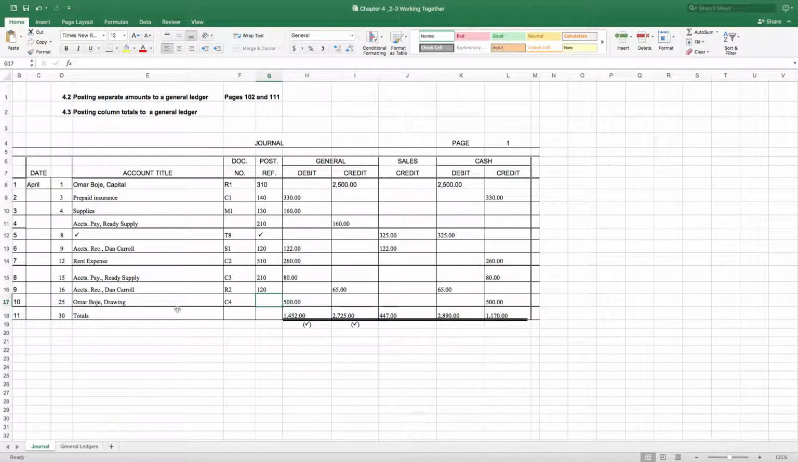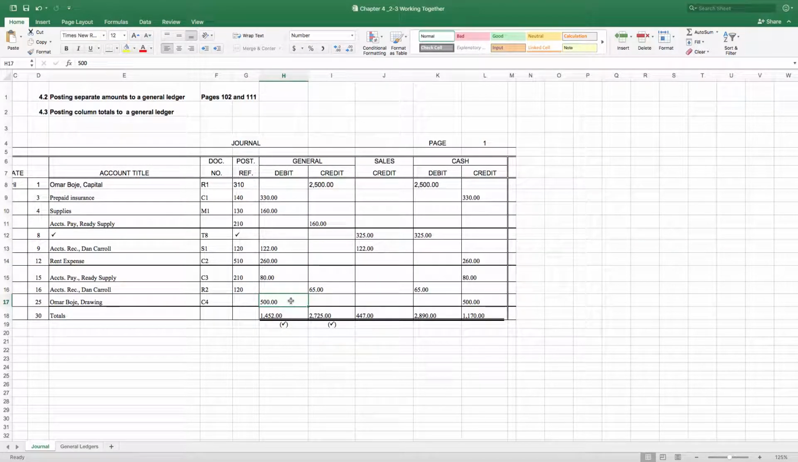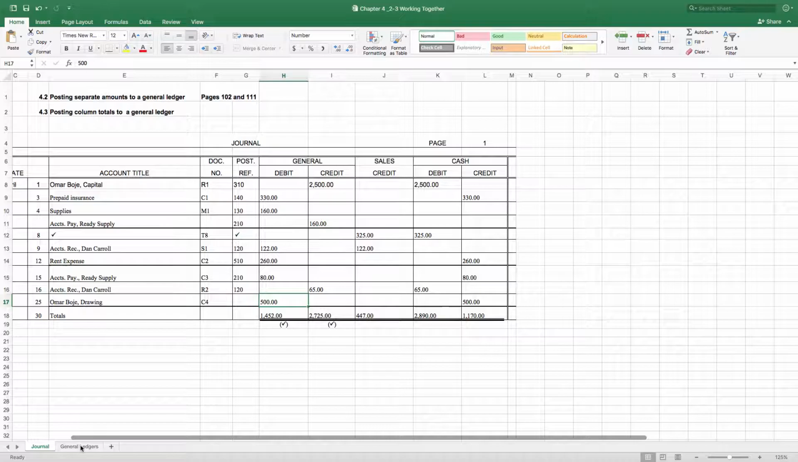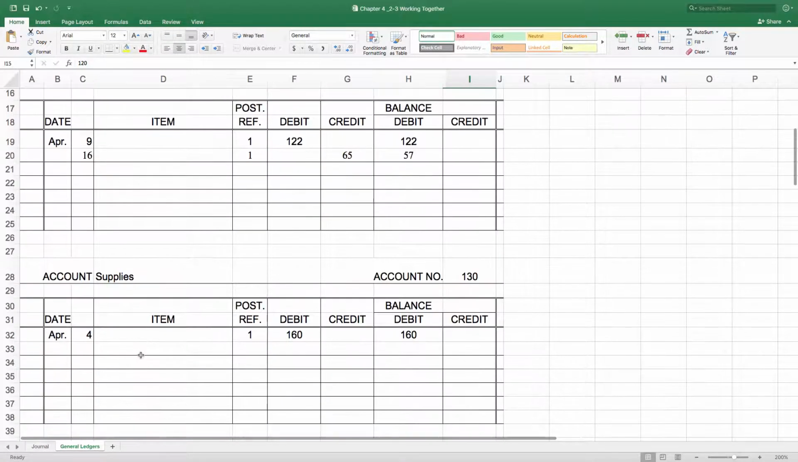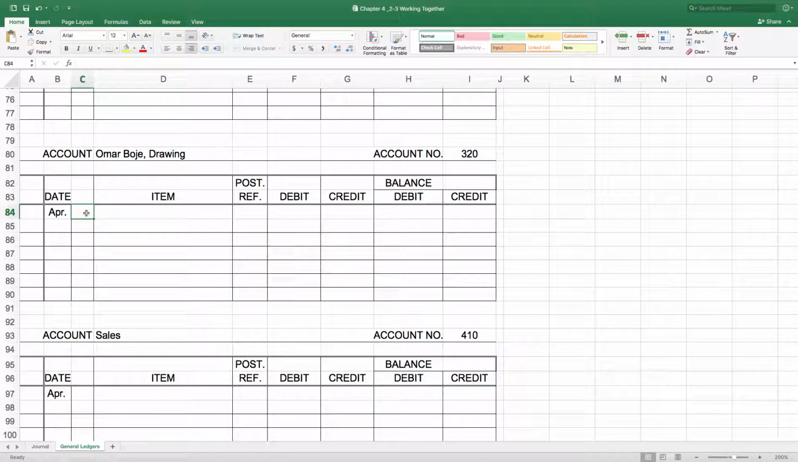entry, and we'll go to our last account in our journal, which is Omar Bohe Drawing. On the 25th, we have a balance from the general ledger of $500, and we're going to make that entry on the 25th. The drawing account, put the 25th in.